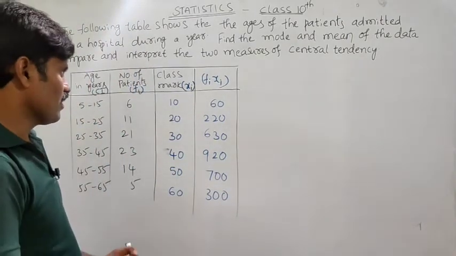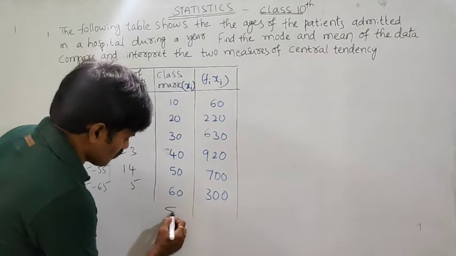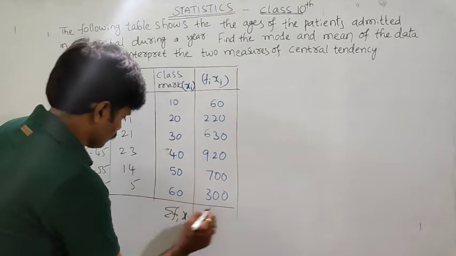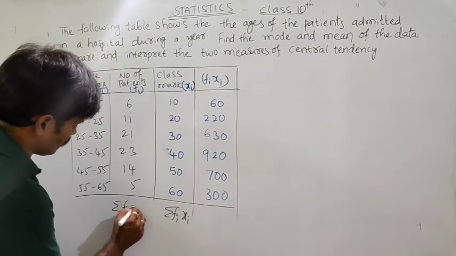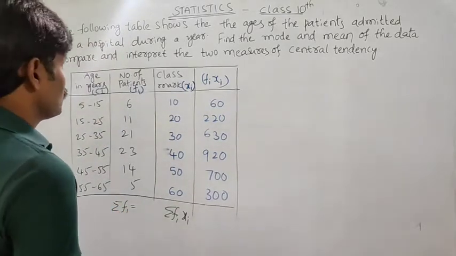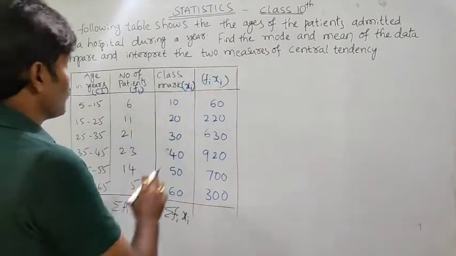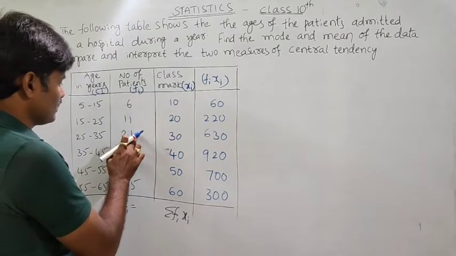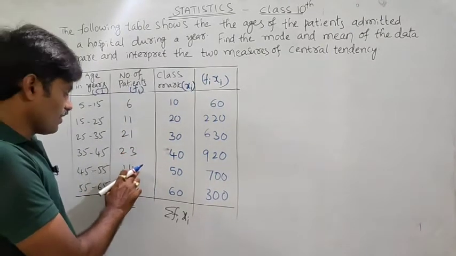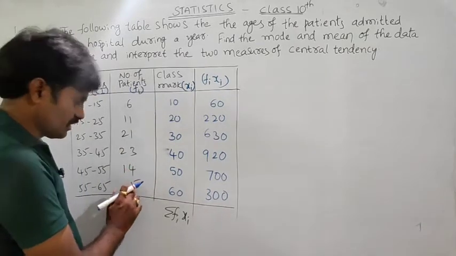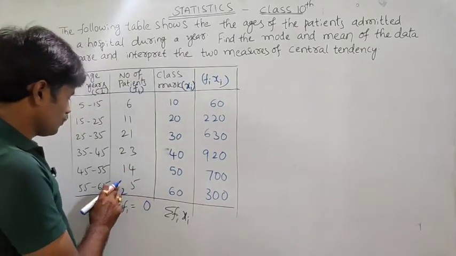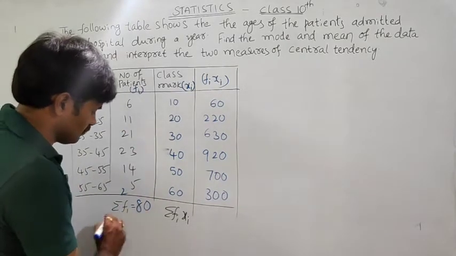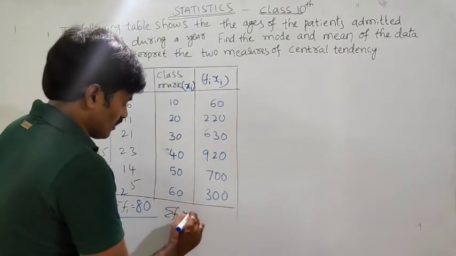Now we have to find sigma Fi xi, and also we want the sigma Fi value. Here it is not given, so we have to add: 6 plus 1 is 7, 7 plus 1 is 8, 8 plus 3 is 11, 11 plus 4 is 15, 15 plus 5 is 20. So sigma Fi is 80.